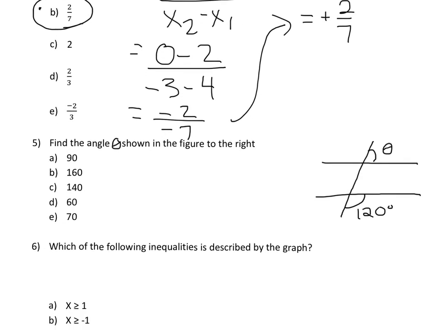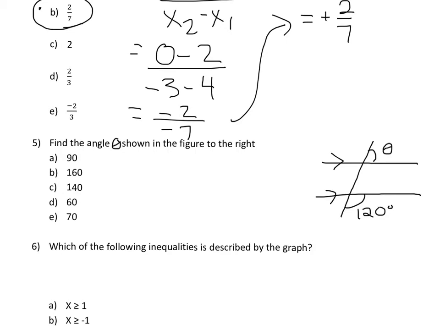Find angle theta shown in this figure. Angle theta is right here. The only other piece of information we know is the 120. Oh, I forgot to include here, and yours shows this, that these are 2 parallel lines. Now, there's a number of different ways we can approach these parallel line problems, as you've noticed.